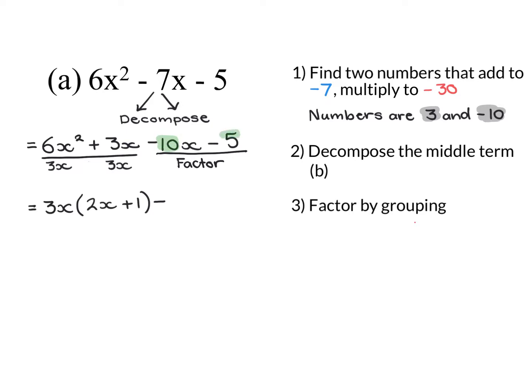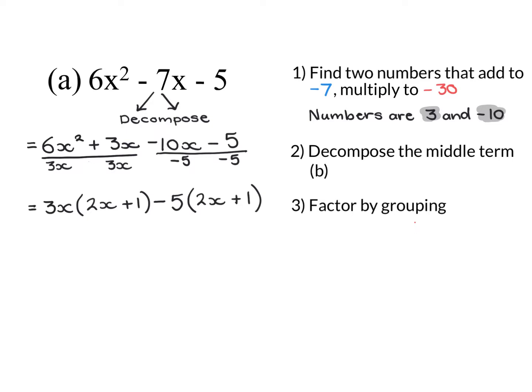So we've got 10 and 5. A number that can be divided by 10 and 5 would be 5. And that's the biggest one we can come up with. Now, this one has an x, but the other one doesn't, so you cannot take the x out. So really, 5 is our greatest common factor. Now, let's divide each of these by the -5 that we took out. So -10x divided by -5 is 2x, and -5 divided by -5 is +1.